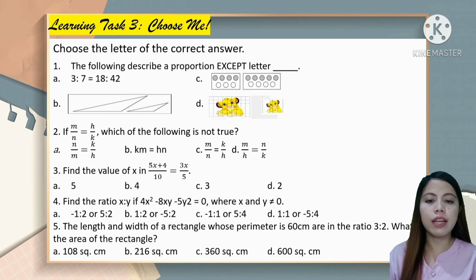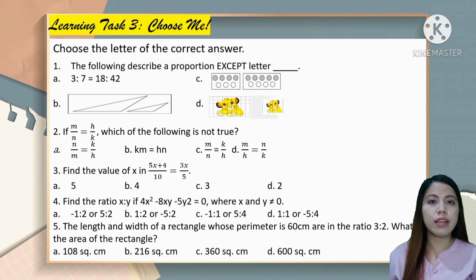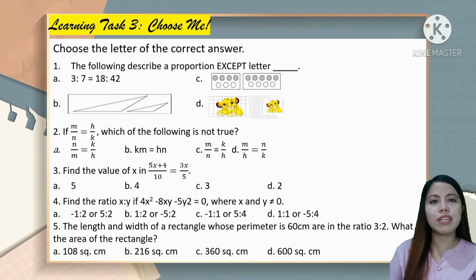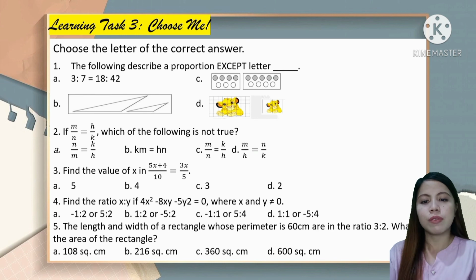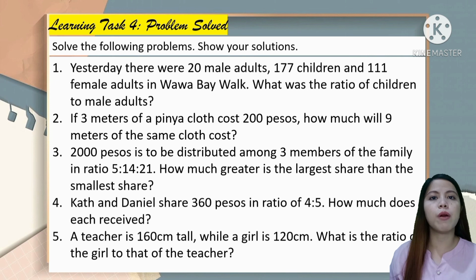Number 5, we have the length and width of a rectangle whose perimeter is 60 cm and are in the ratio of 3 is to 2. What is the area of the rectangle? Letter A, 108 square centimeters. Letter B, 216 square centimeters. Letter C, 360 square centimeters. Or letter D, 600 square centimeters. I will give you 5 minutes to answer this activity. Timer starts now. Now let us have another activity entitled Problem Solve.